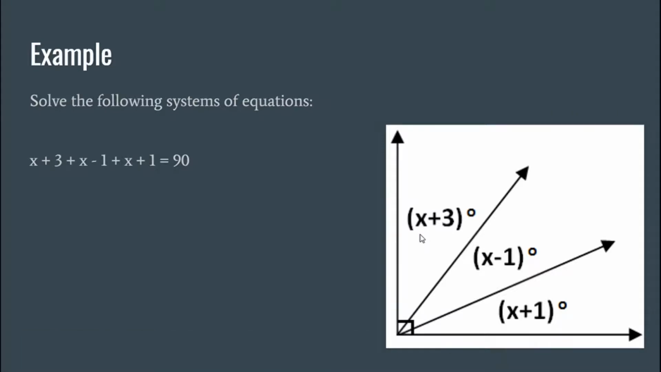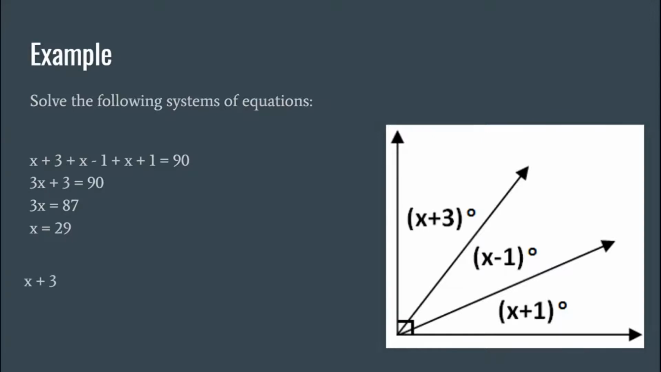Alright, so now we just combine like terms. Okay, isolate the variable, subtract 3 from both sides, and then solve for the missing variable. So then divide both sides by 3. Okay, so now we got the value for the variable. Now we're going to substitute that in for each angle and find out what the measure of each angle is.